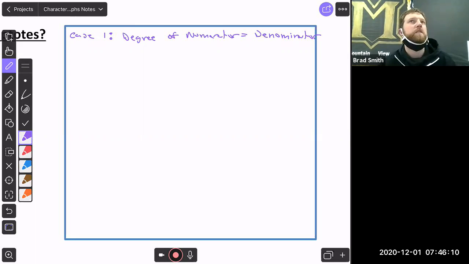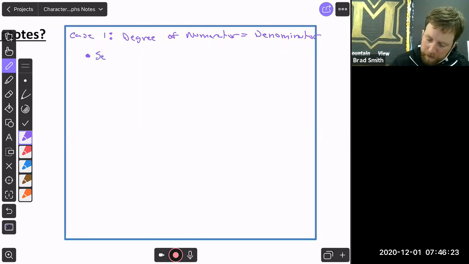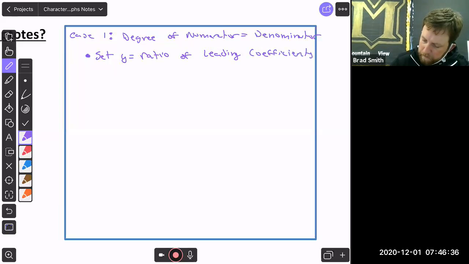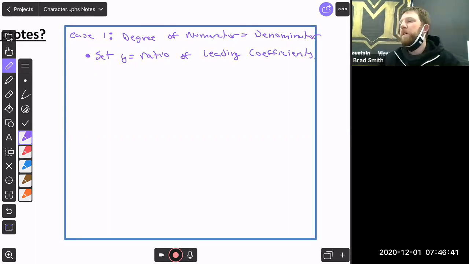So case number 1, the degree of the numerator equals the degree of the denominator. If that happens, we're gonna set y equal to the ratio of the leading coefficients. So case number one, if the degrees are the same, we're gonna let y equal the ratio of the leading coefficients. It's y equals because it's a horizontal asymptote.